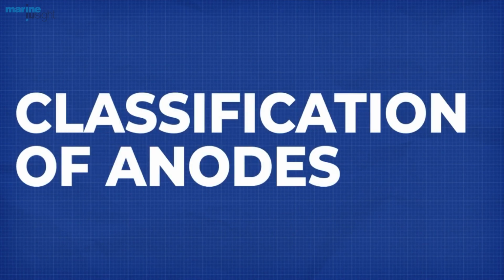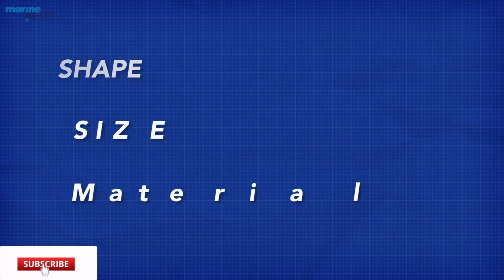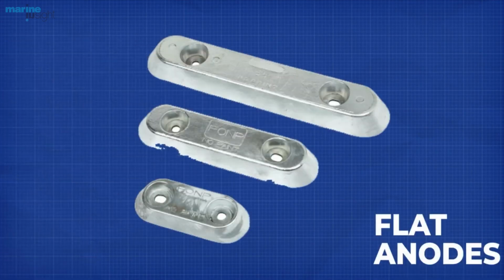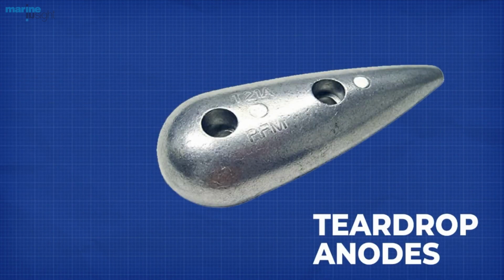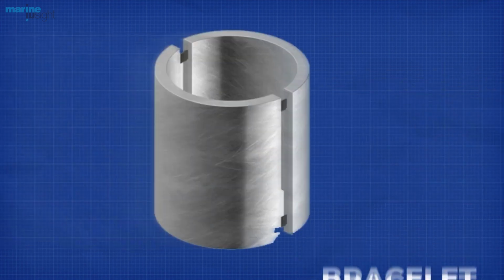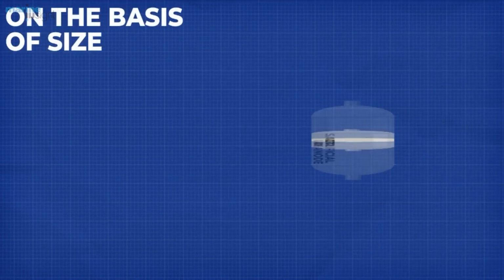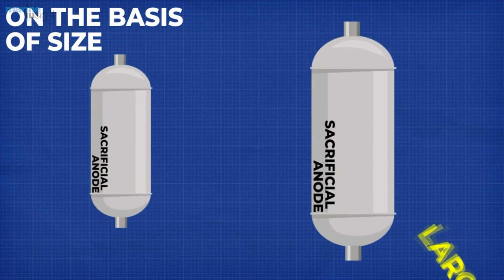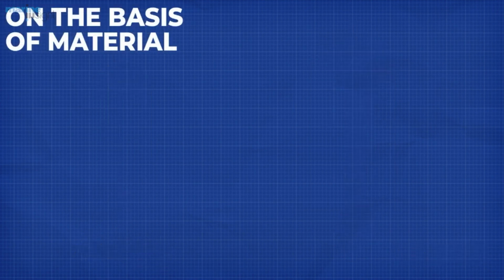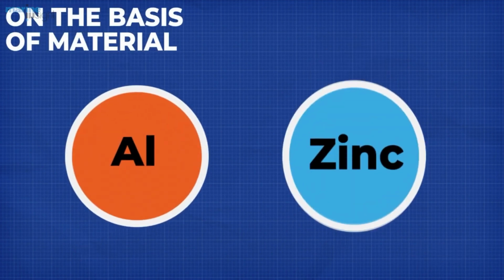Anodes are categorized under a variety of parameters. As per the classification of anodes on the basis of their shape, there are 6 types: flat or block shaped, teardrop anodes, cylindrical or semi-cylindrical anodes, disc shaped anodes, bracelet anodes, and tubular anodes. Also, according to the size of anodes, they can be of 2 types: small sized and large sized anodes. Whereas on the basis of material, zinc anodes and aluminium anodes are preferred in the maritime industry.